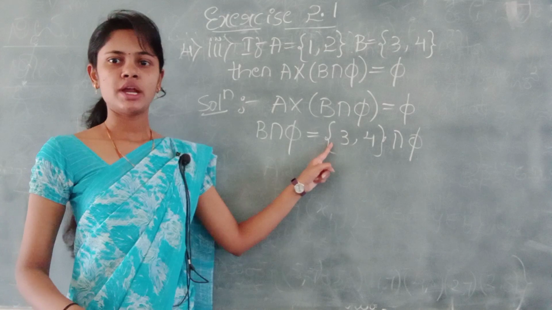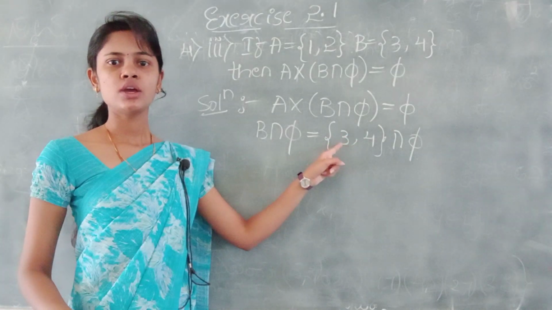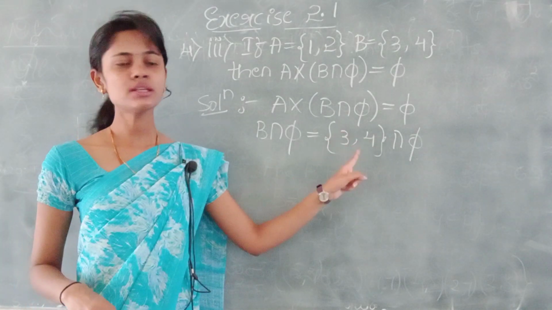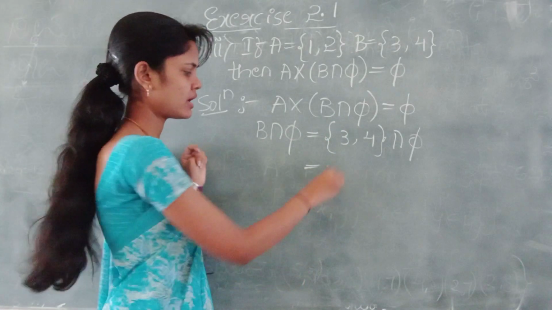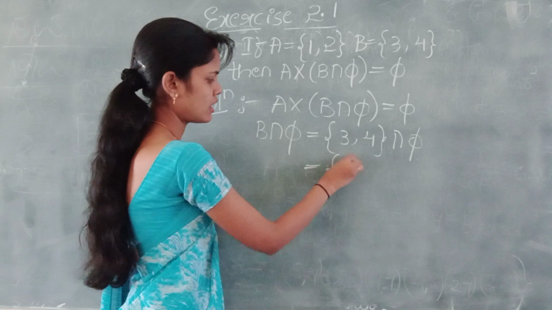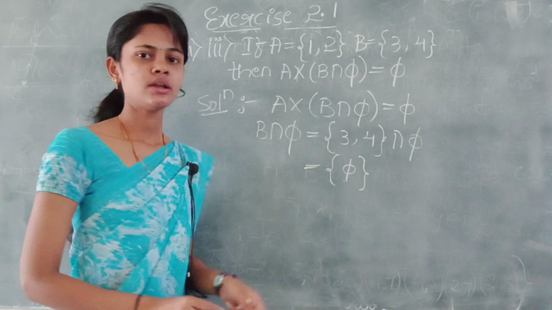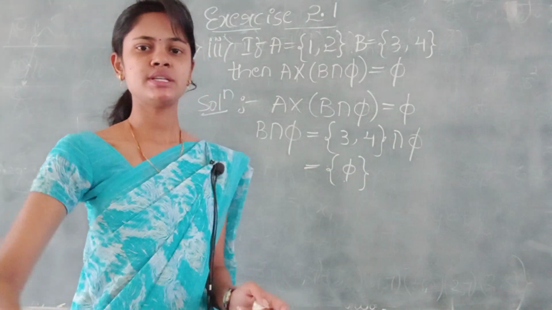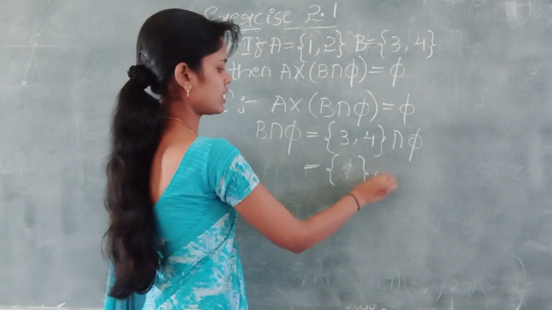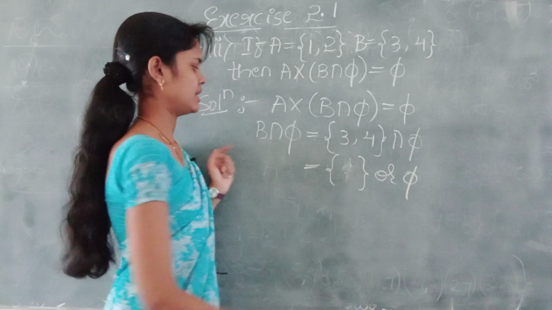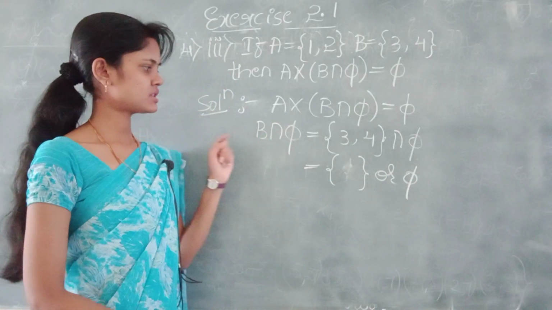So intersection means we have to write the common elements in both the sets. So if there are no common elements, then what can we write? It is a null set, right? Null set, or no elements in the set. Or you can also write it like this. Then we get B intersection null set.